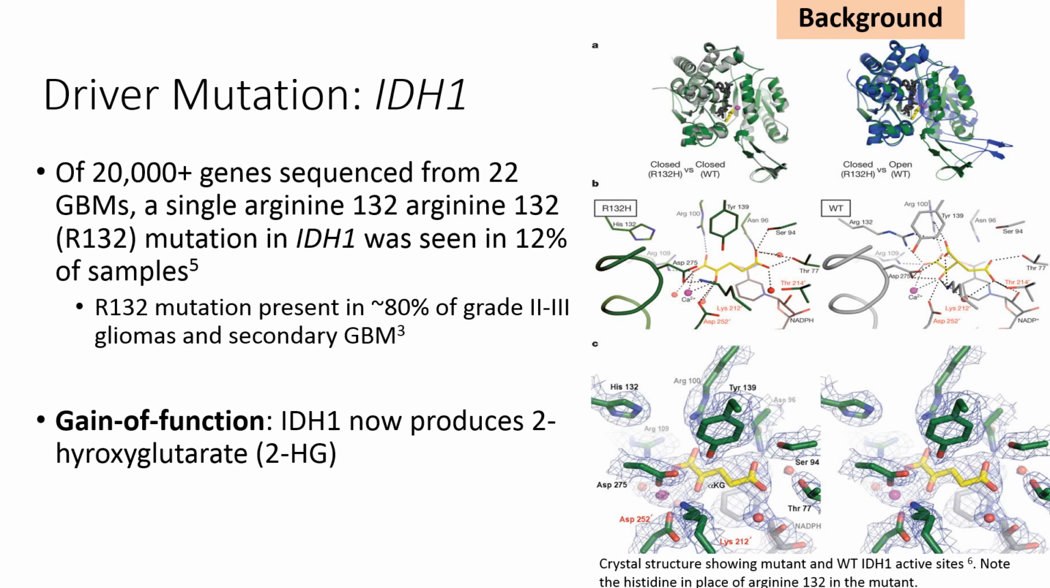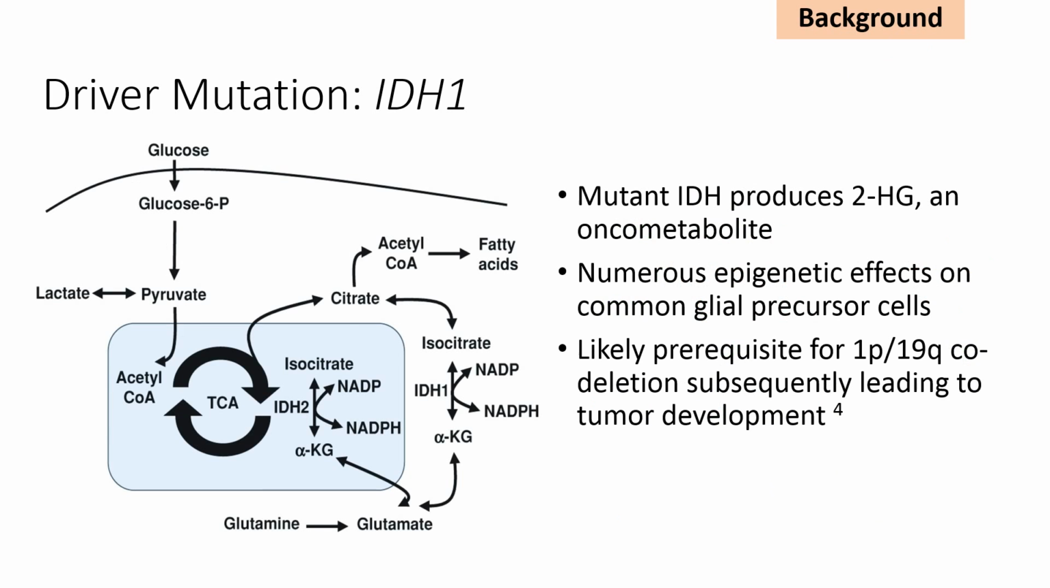So this ultimately amounts to a gain of function. IDH1 now produces 2-hydroxyglutarate. So what is 2-hydroxyglutarate? Well, mutant IDH produces this oncometabolite that has numerous epigenetic effects on the common glial precursor cells and is likely a prerequisite for the 1p19q codeletion that subsequently leads to tumor development.